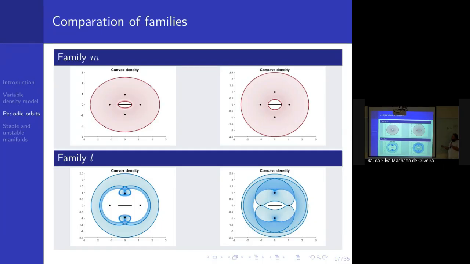Remember when I said that when the triangular equilibrium points are unstable, they have some spiral behavior around them? That's what's happening here. The periodic orbit is trying to follow this spiral behavior around the equilibrium points and ends up converging to them. But in the concave density, it doesn't happen. It starts far from the asteroid and ends up connecting the collinear equilibrium points.